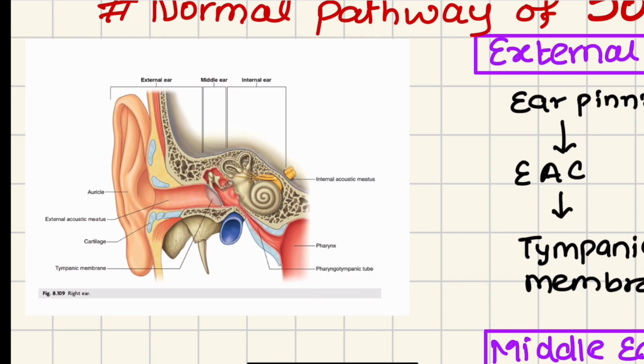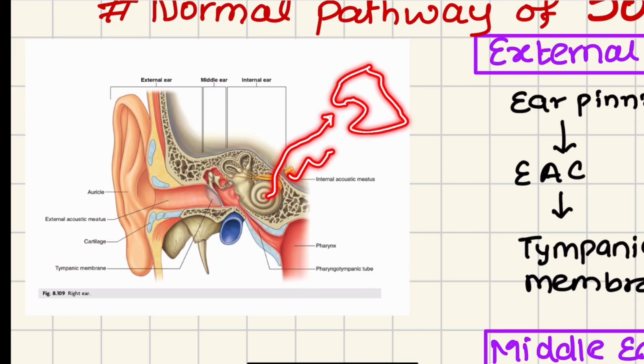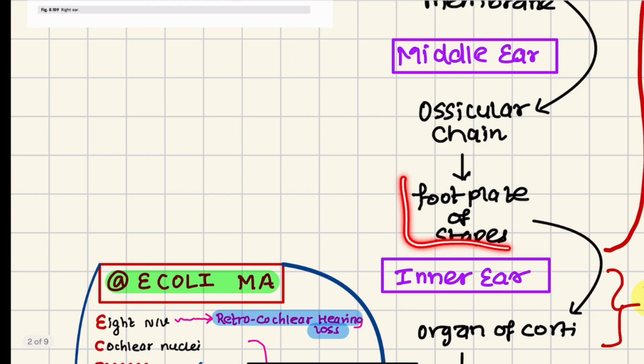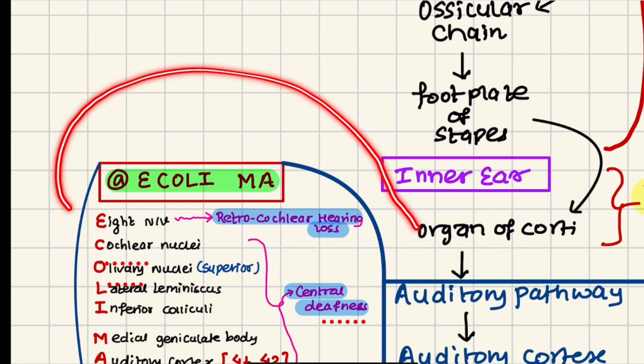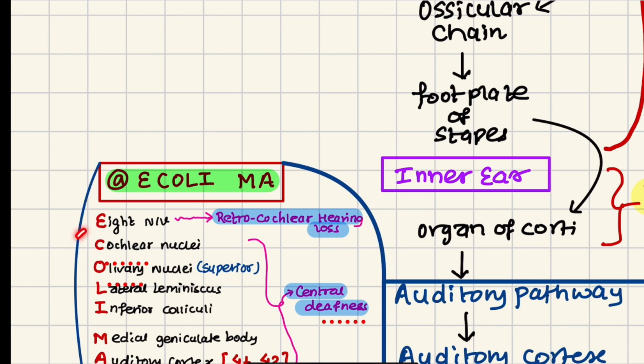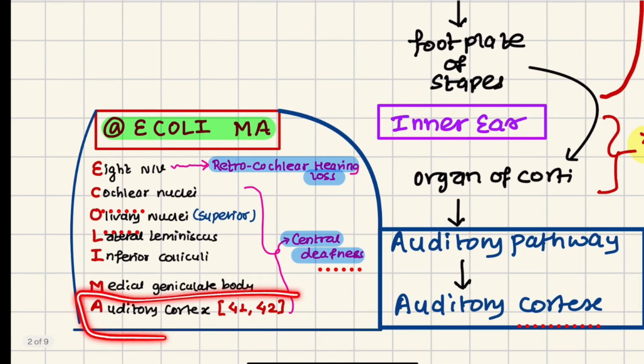After the cochlea, it must reach the cerebral cortex, for which there must be some neuronal connection. Up to the footplate of the stapes, we are clear. The sound reaches the organ of Corti, which is in the inner ear. Now the information is passed from the organ of Corti to the eighth nerve, then to the cochlear nuclei, then to the olivary nuclei, lateral lemniscus, inferior colliculi, medial geniculate body, and finally to the auditory cortex, which is area 41-42. This can be remembered by a simple formula: E. COLI MA. And this whole pathway is called the auditory pathway.